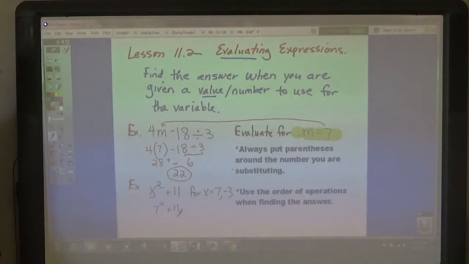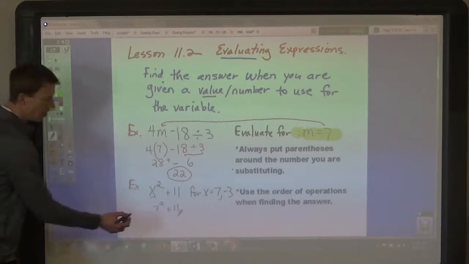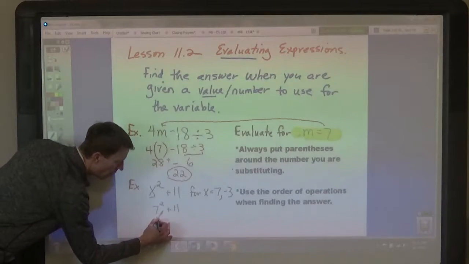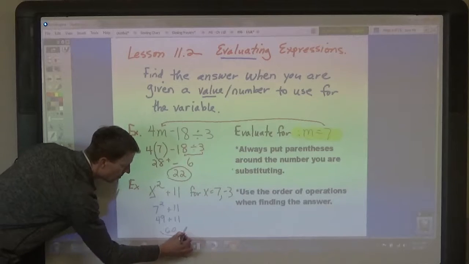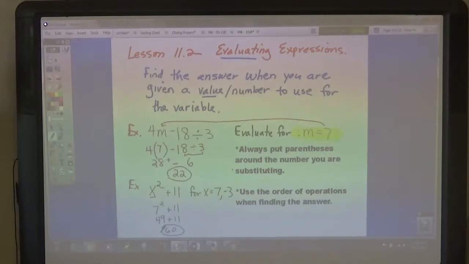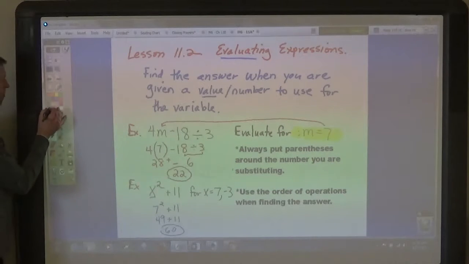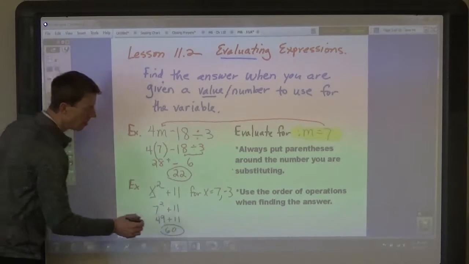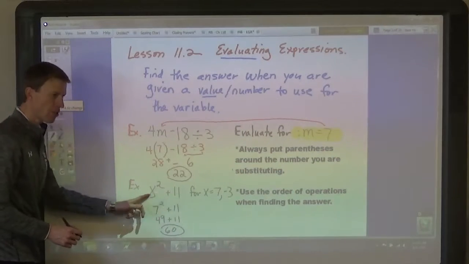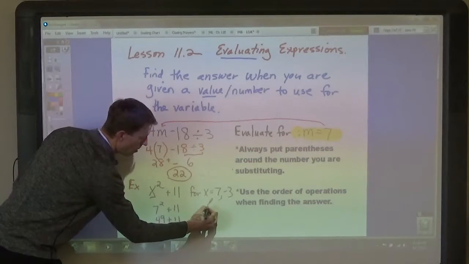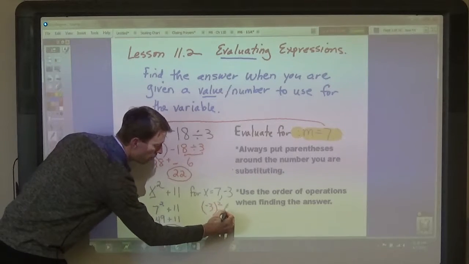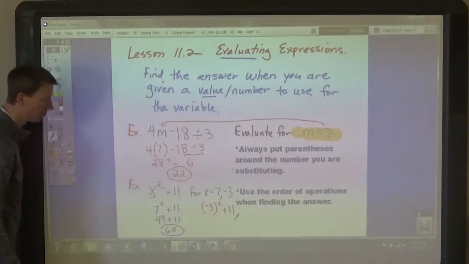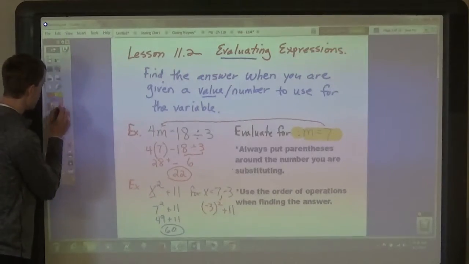What's 7 squared plus 11? 7 squared is 49 plus 11 is 60. And circle it. Then put in negative 3. Use the same expression: negative 3 in parentheses squared plus 11. Oops, I forgot to put the 7 in parentheses.